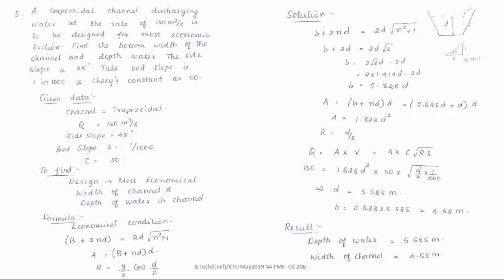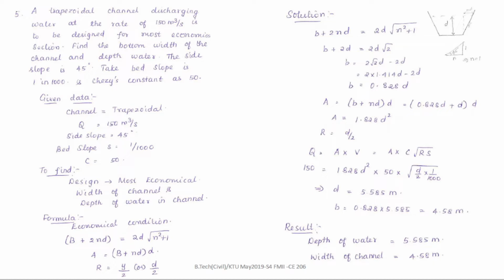Okay. So, what is the formula? The economical condition for the trapezoidal channel is B plus 2nd is equal to 2d into root of n square plus 1, and area is equal to B plus nd into d, and hydraulic mean depth is equal to d by 2, or you can write it as in terms of y by 2. Instead of d you can substitute y, instead of n sometimes you can substitute z. So solution. So how to solve this problem?